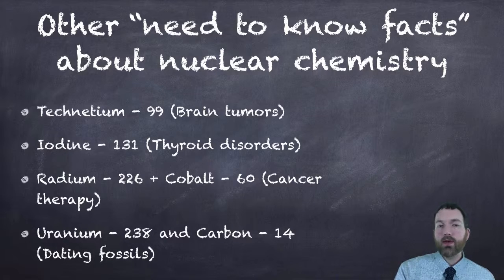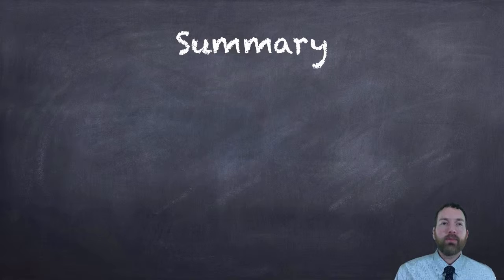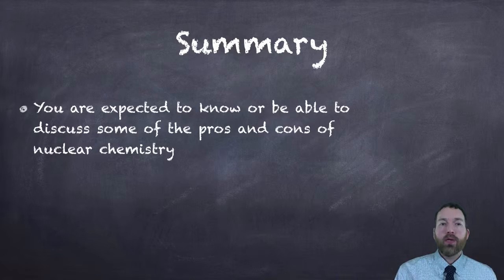So these are the ones that are commonly asked about on the Regents. Again, there's no way around this other than memorizing and studying them. So let's wrap things up here. You are expected to know or be able to discuss some of the pros and cons of nuclear chemistry. You don't necessarily need to know the entire list that we talked about, but you should have some of these pros and cons in your back pocket to talk about if the question arises.